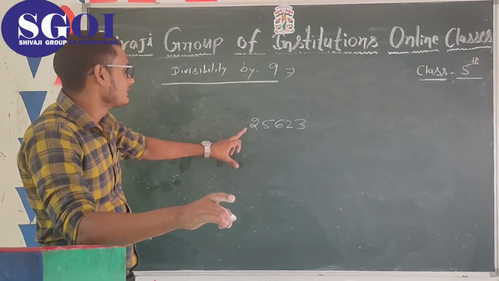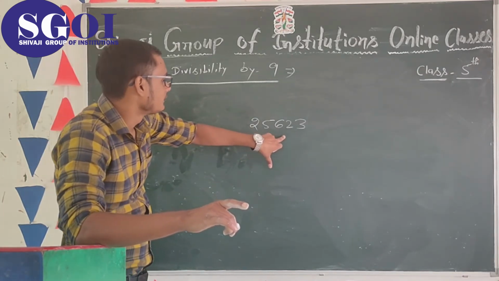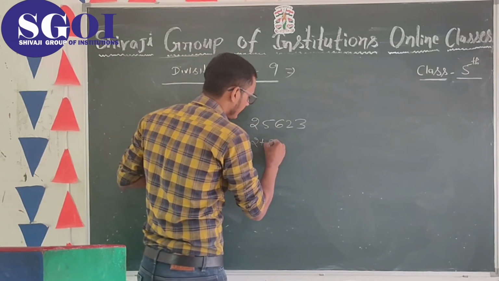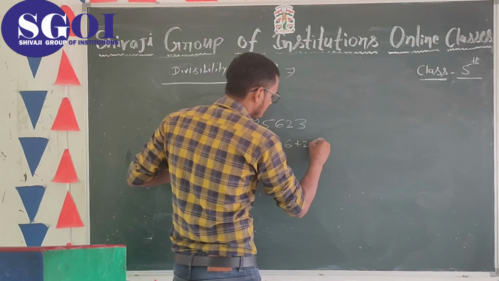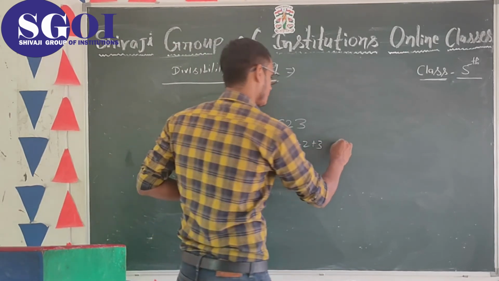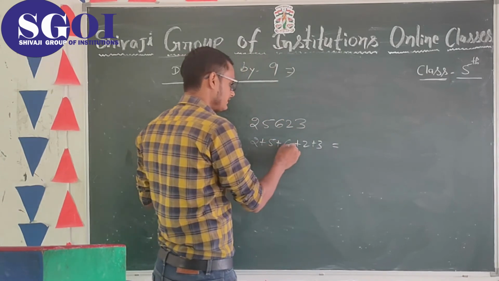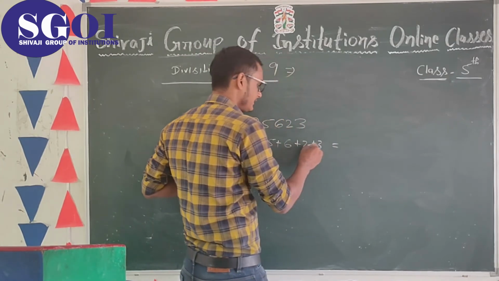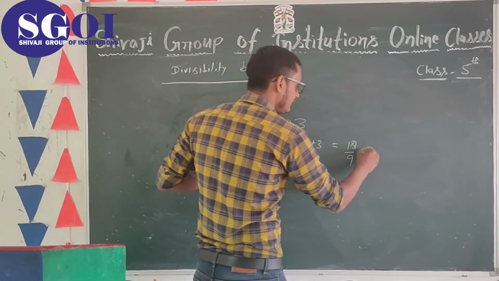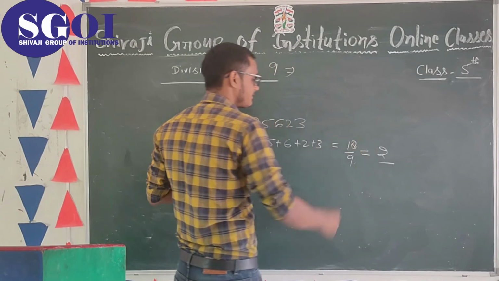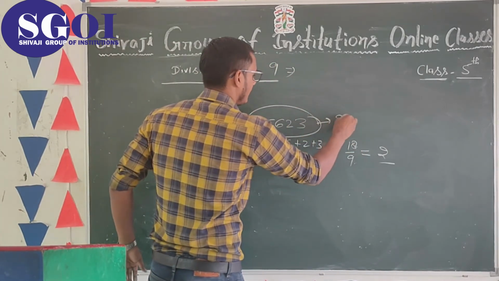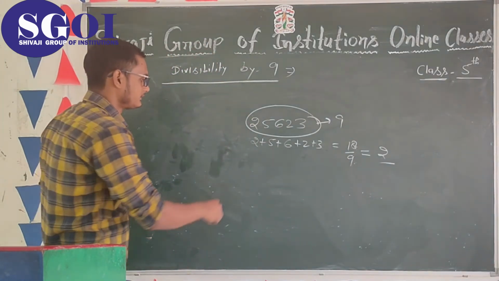So the property is the sum of all digits: 2 plus 5 plus 6 plus 2 plus 3. 5 plus 2 is 7, 7 plus 6 is 13, 13 plus 2 is 15, 15 plus 3 is 18. If the sum of all digits is divisible by 9, and yes, 18 is fully divisible by 9, then the number is divisible by 9. Okay, next.